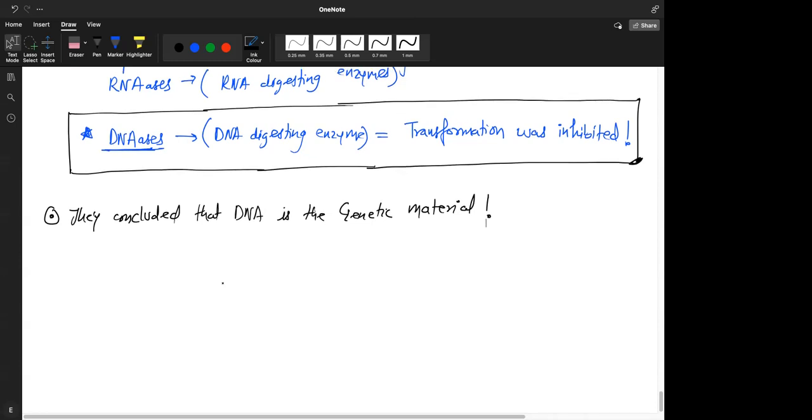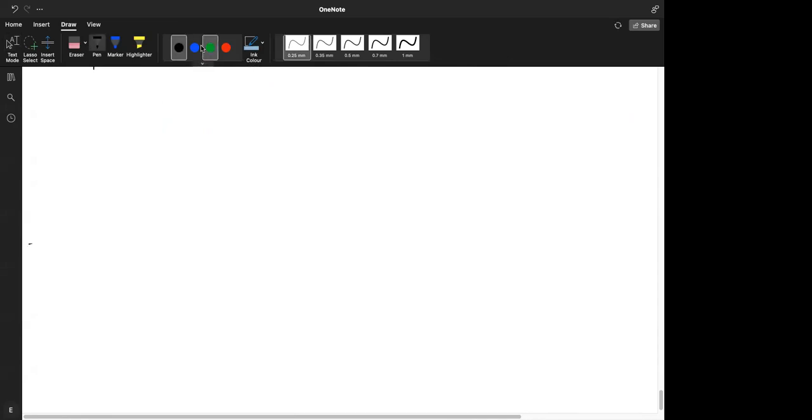So the final experiment that gave the unequivocal proof that indeed DNA is the genetic material came from two people called Hershey and Chase, Alfred Hershey and Martha Chase. So it is called the Hershey-Chase experiment.